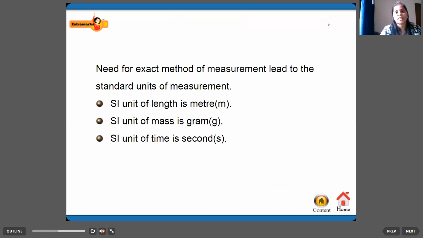Need for exact method of measurement leads to the standard units of measurement. So that is why we have come to the standard unit of measurement, which is followed throughout the world to avoid confusion and misunderstanding. The SI unit of length is meter, the SI unit of mass is gram, while the SI unit of time is second.